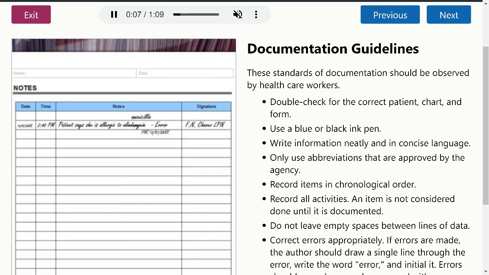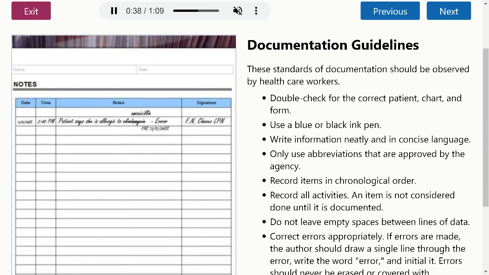things that you should know, you need to double check for the correct patient, chart, and form. You don't want to be putting the wrong information on the wrong patient. Use a blue or black ink pen. We always just use black because black shows up when you have to photocopy stuff. So I always had a black pen. And it was an adjustment when I started working here using other colors, but black was all we ever were told to use. You need to write information neatly and in concise language.